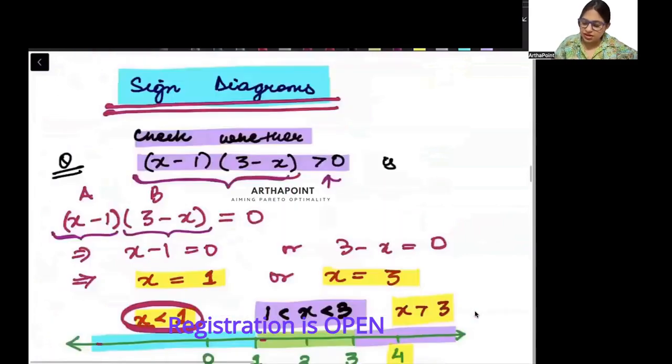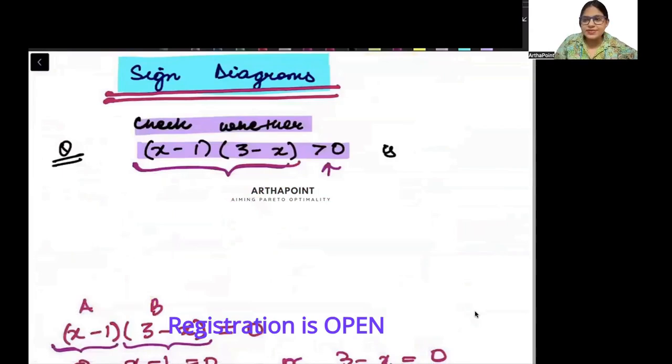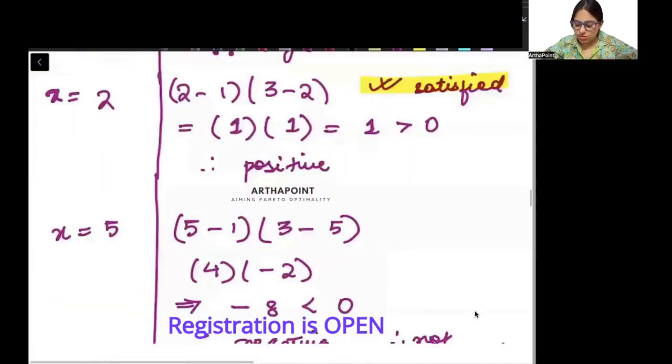Okay, so the inequality is satisfied only in this interval. So what will be the answer to this question, beta? When is this satisfied? Whenever x is between 1 and 3. This will be the answer to this question: for all x such that x is between 1 and 3. Clear? Okay, let's take one more question and try this.